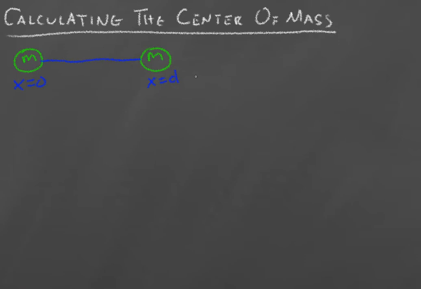So if we look at the mass as the weight of these particles, we see that the center of mass is the mass of the first particle times its position, plus the mass of the second particle times its position, divided by the total mass. In other words, the m's cancel out, and we just say that the center of mass is at d over 2. Well, that's good. That's exactly where we expected it to be.